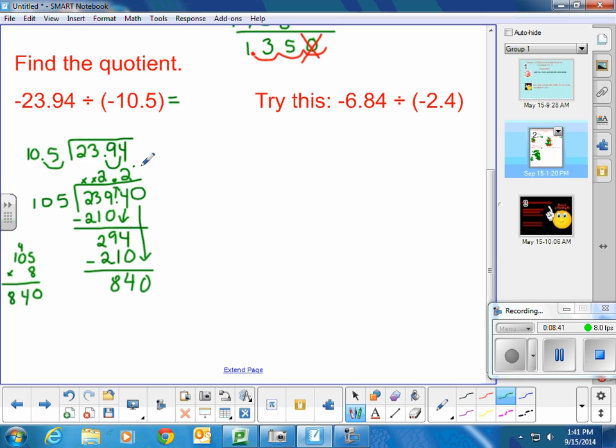So we're going to put an 8 right here. And 8 times 105 was 840. And now when I subtract, I have a remainder of 0 down here, so I am done with the problem. And we had already said it was going to be positive. So 2 and 28 hundredths is the answer for that problem.